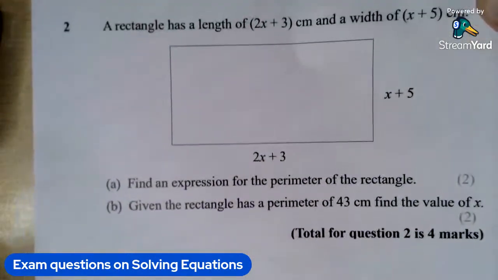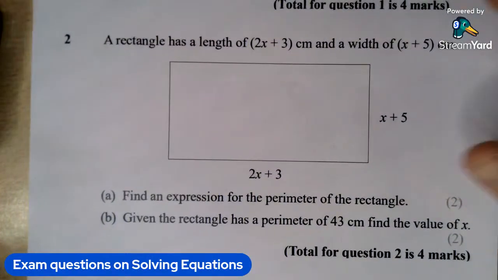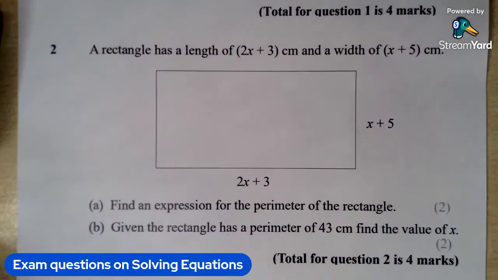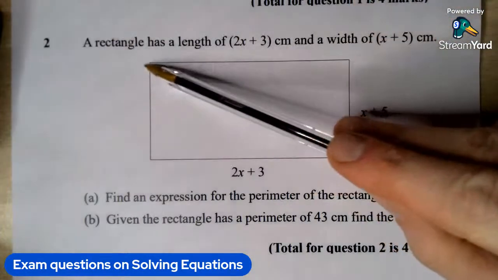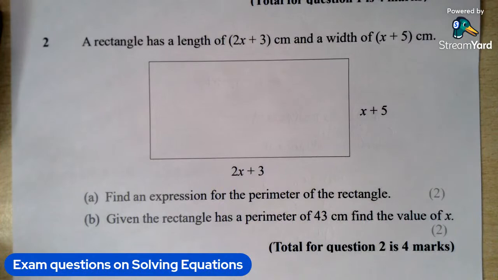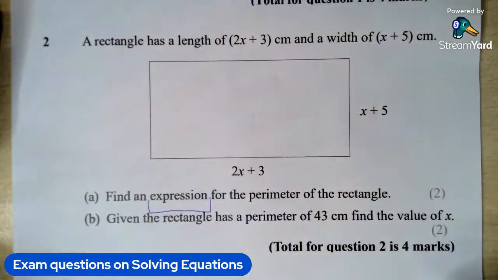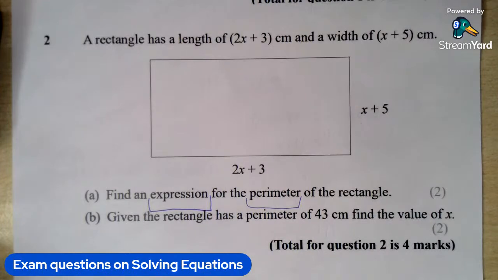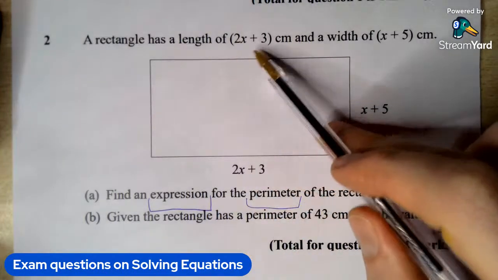Right, question 2. So similar, but the rectangle. A rectangle has a length of 2x plus 3 and a width of x plus 5. Okay, find an expression for the perimeter of the rectangle. Same thing. However, this time, what will catch some students out, there are no values here. There are no values.